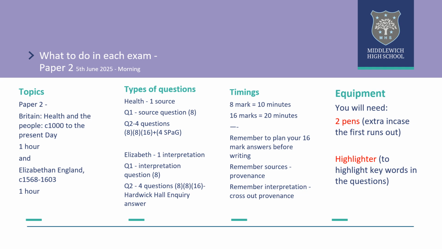The timing for this is a bit easier, so your 8-mark questions are 10 minutes, your 16-mark questions are 20 minutes. Remember to read through sources. You need to talk about provenance and interpretation, cross out the provenance. Again, two pens and a highlighter is all you're going to need for this, but please use a highlighter, especially for the interpretation questions.